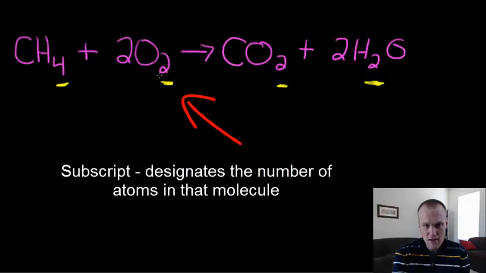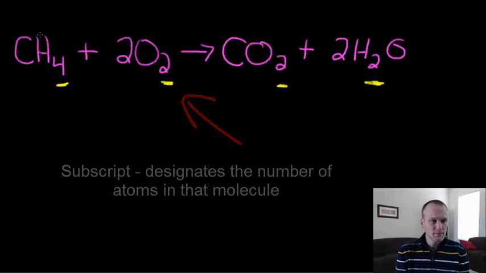In this case we have 2 oxygens in 1 molecule. Over here we have 2 oxygens in CO2, and we have 2 hydrogens in H2O. Anywhere you don't see a subscript, you're assuming that there is 1.